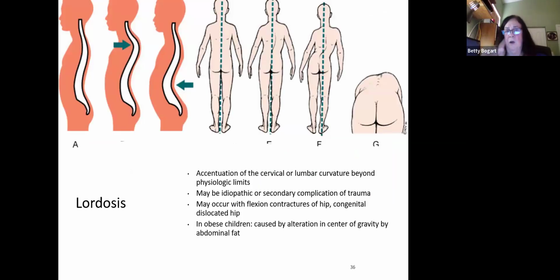We see this in one of the conditions that you're going to see in the neuromuscular called Duchenne muscular dystrophy. One of the biggest symptoms is lordosis. And you could see they're going to have crooked backs, bent over. We're going to see these things. And obese children have a harder time with lordosis.